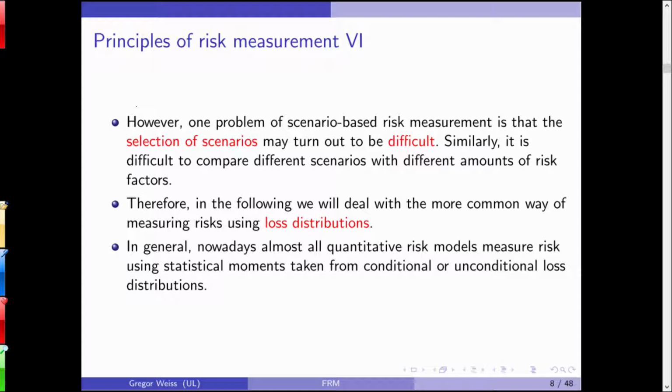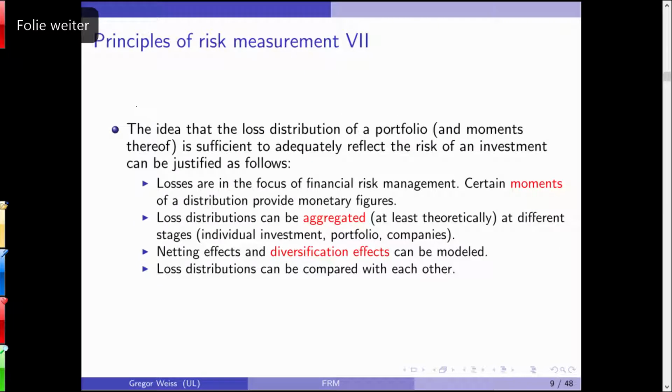Therefore, what is done in quantitative risk management in the end is usually one only looks at statistical distributions, loss distributions, or P&L distributions. This is the foundation, I would say, of almost all of quantitative risk management, and it's all about statistically modeling loss distributions and taking moments from the conditional or unconditional loss distributions. Now, the idea that the loss distribution of a portfolio and moments thereof is sufficient to adequately reflect the risk of an investment can be justified in the following way.